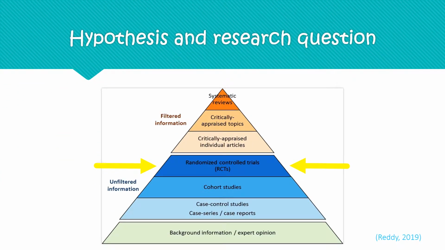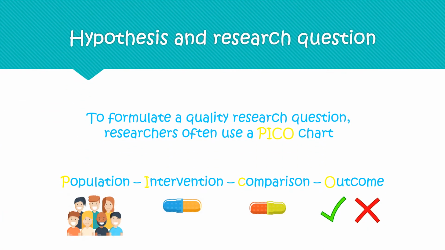Randomized controlled trials are the highest regarded research design for primary research. They are conducted in a controlled setting and are generally prospective, comparative, and quantitative studies. To conduct a randomized controlled trial, researchers need a hypothesis. To do this, researchers often use a PICO chart.